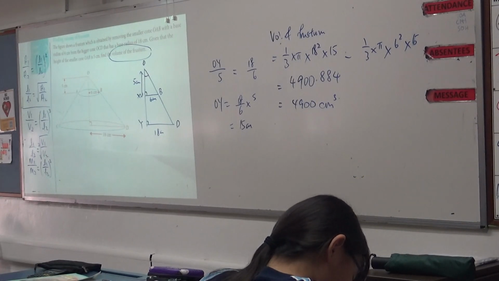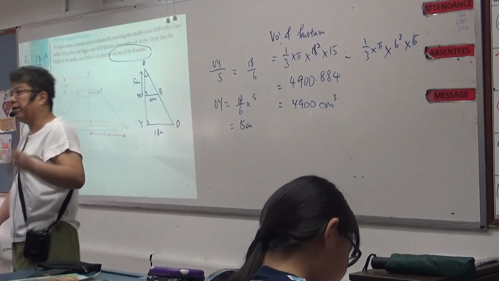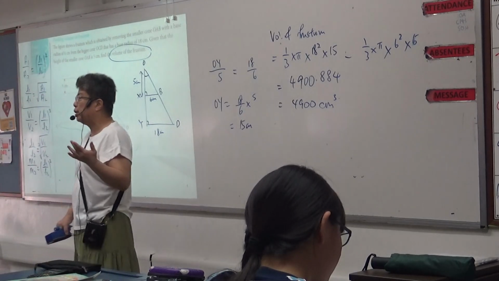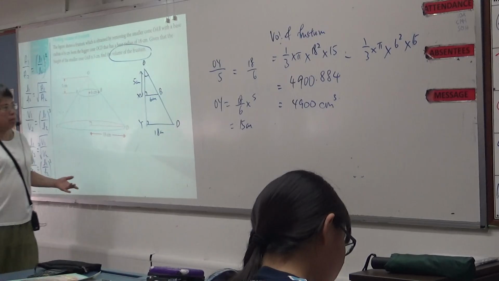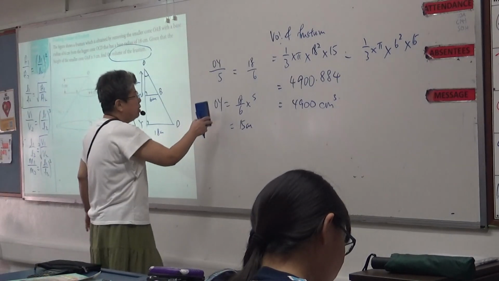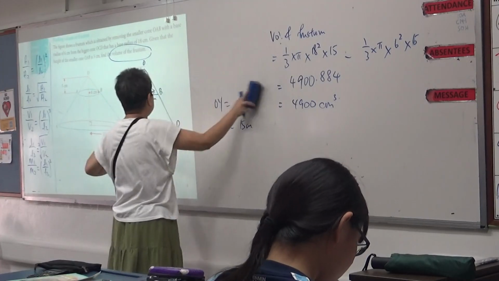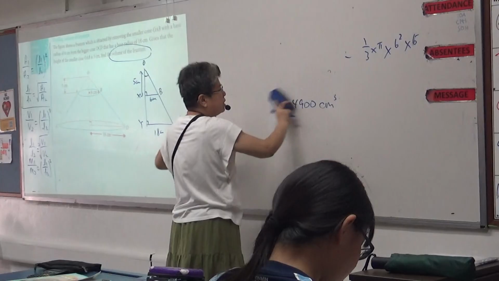Now, if I use this method, it is quite clear cut that I'm using the similar triangles to only find the height, right? Correct. Then I use the volume of the cone to find the volume, right? Okay, now, I want everybody to look here. I am going to do the second method.